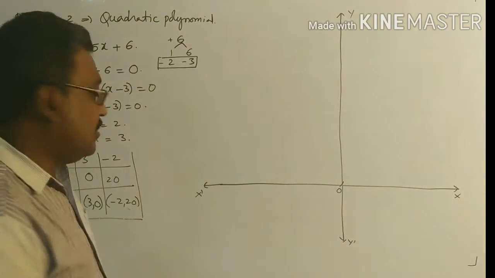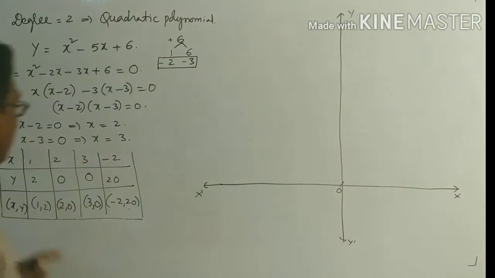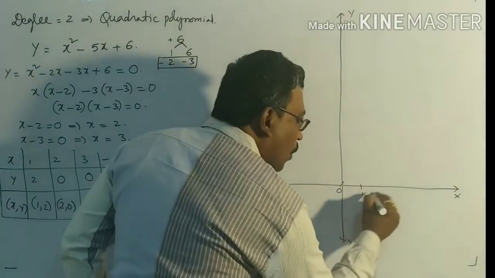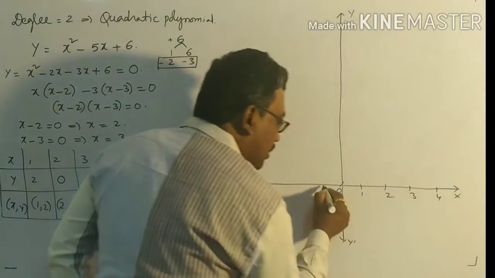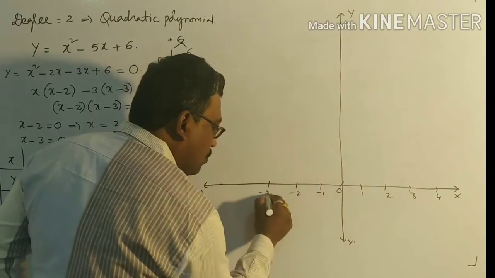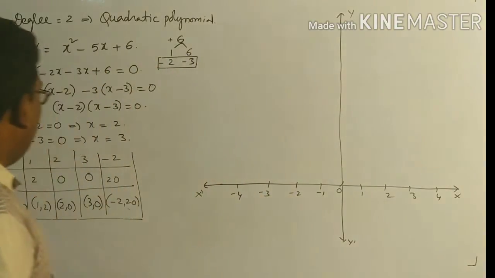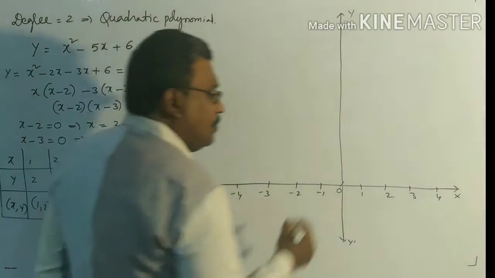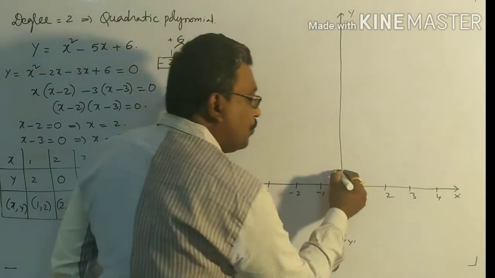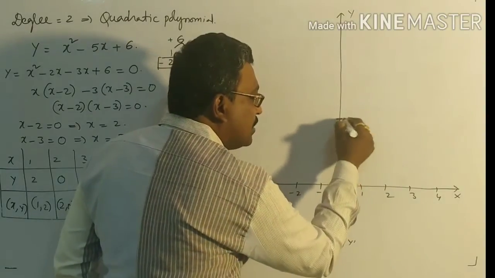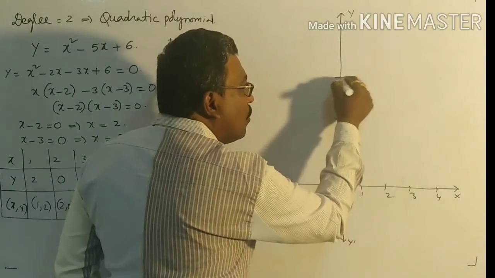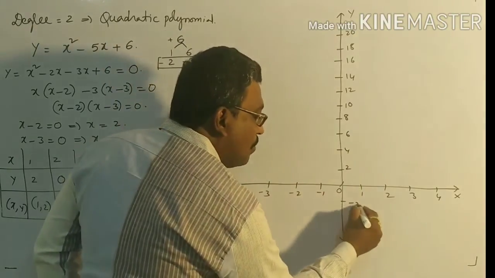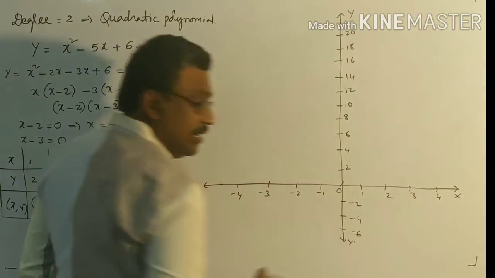Now, I am taking the x-axis and y-axis and locating the points. The x values are 1, 2, 3, minus 2, that is directly 1, 2, 3, 4, minus 1, minus 2, minus 3, minus 4. The y values are 2, 0, 0, 20. I am taking the scale as 2, 4, 6, 8, 10, 12, 14, 16, 18, 20, and minus 2, minus 4 on the negative side.